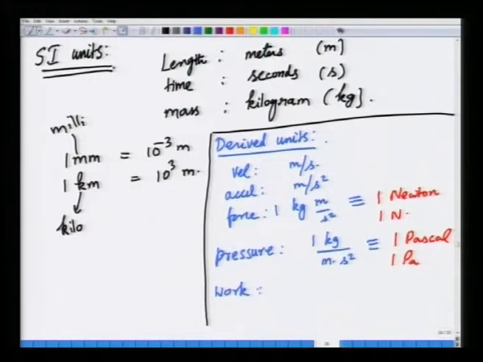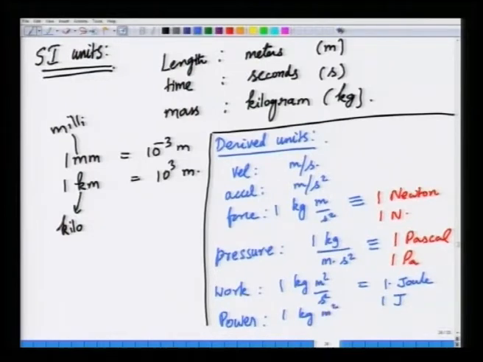Work is force times distance. So, you have 1 kg meter squared per second squared, it is defined as 1 joule, okay, or 1 J in short, and power is the rate at which work is being done. It is therefore 1 kg meter squared per second cubed, which is 1 watt and so on.